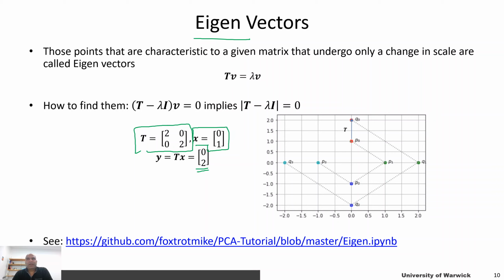If you look at the relationship between the original point, 0, 1, and the new point that we got after multiplication, which is 0, 2, there is a relationship between these two. Both of them are collinear. What that means is that both of these points lie in the same direction. So although the point has changed, the output y is different from the original point x, both of them are in the same direction.